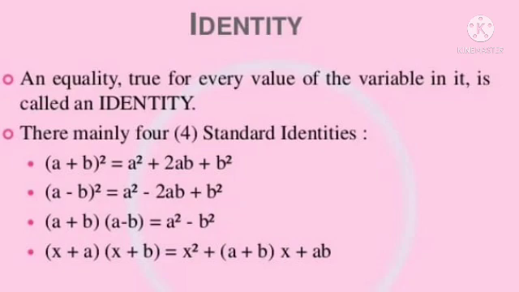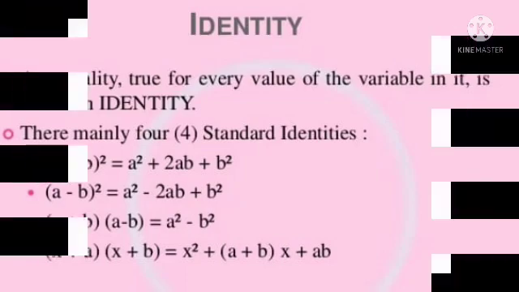Third one, a plus b in the bracket multiplied by a minus b in the bracket is equal to a square minus b square. Fourth one, in the bracket x plus a close the bracket multiplied by x plus b in the bracket is equal to x square plus in the bracket a plus b multiplied by x plus ab.